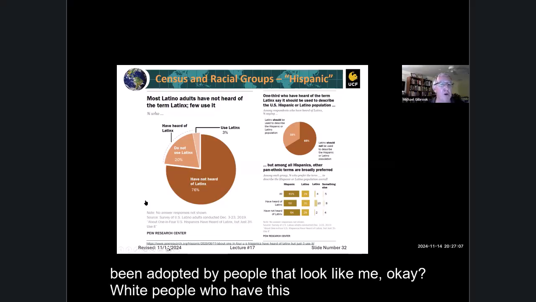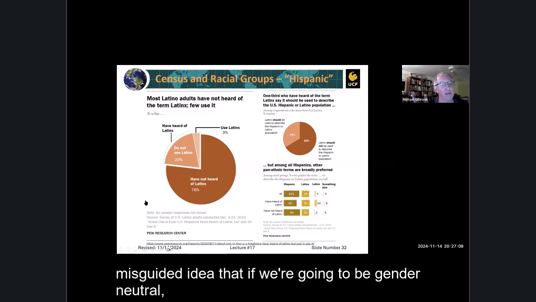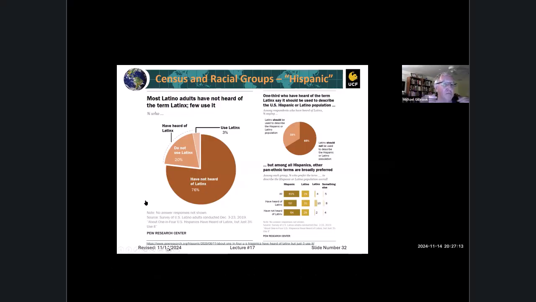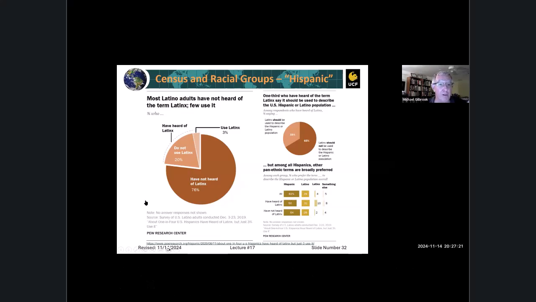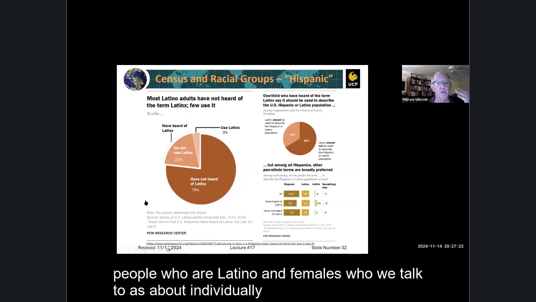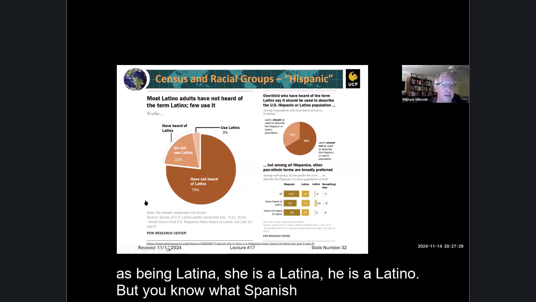White people who have this misguided idea that if we're going to be gender neutral, we need a gender neutral word to refer to both male people who are Latino and females who we talk about individually as being Latina. She is a Latina. He is a Latino.